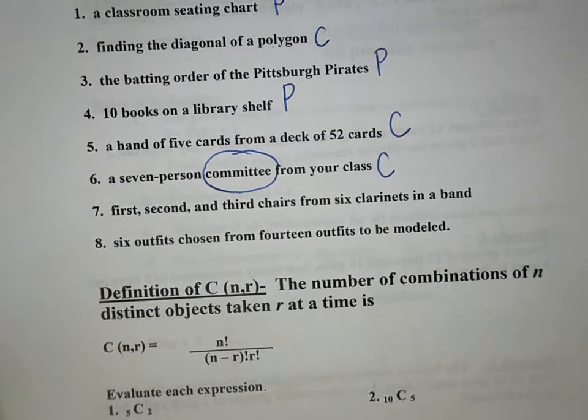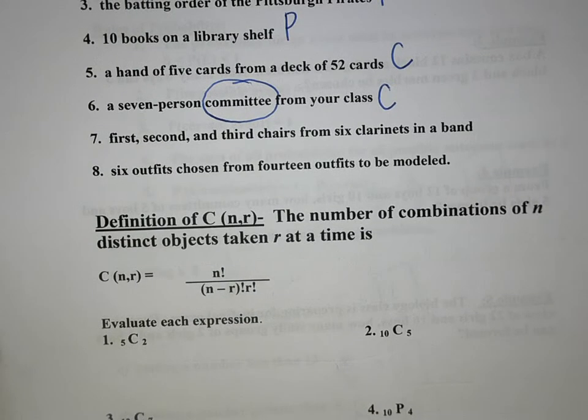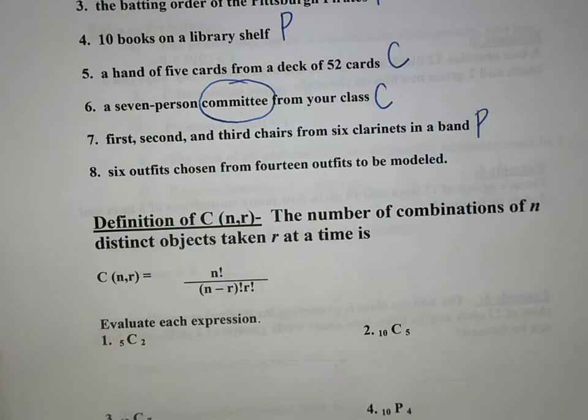Okay. Number 7. So for you band people, first, second, and third chairs from 6 clarinets in a band. Does order matter? Yes, it's super important. Permutation. Now this one has been debatable in years past. Permutation. You don't present your best first. That's very true. I'm going with permutation. So I would agree that this one is negotiable.